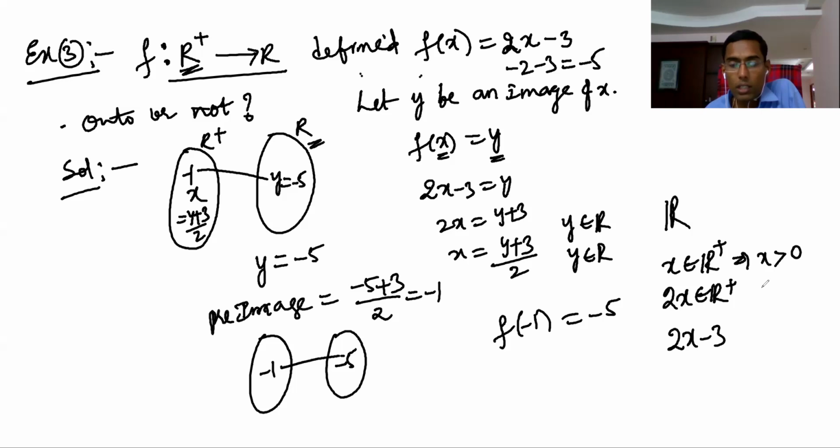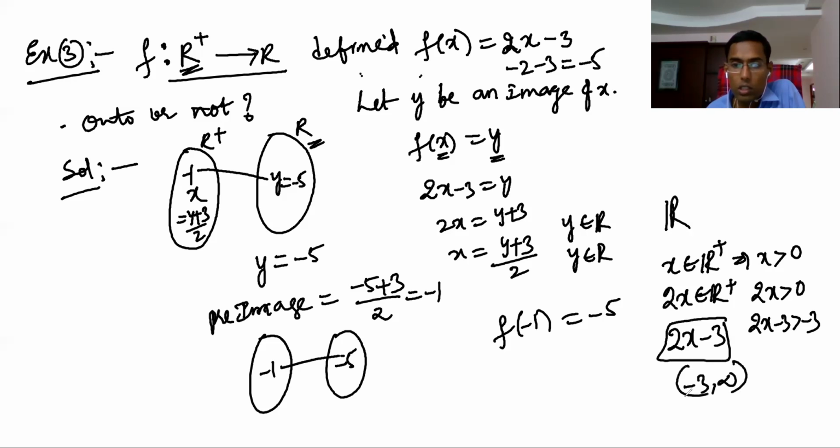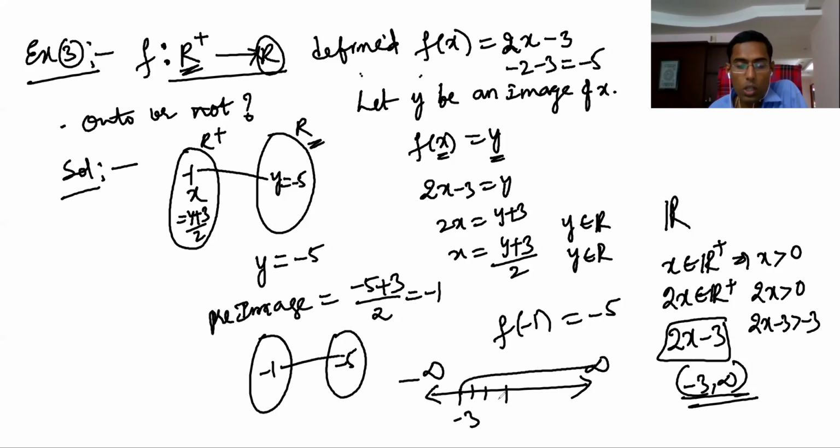Hope you understand. Then 2x is also greater than 0, so 2x minus 3 is greater than minus 3. Its range is minus 3 to infinity. But the codomain is all real numbers, minus infinity to infinity. The range is only minus 3 to infinity. You get it. So finally, it's not onto.